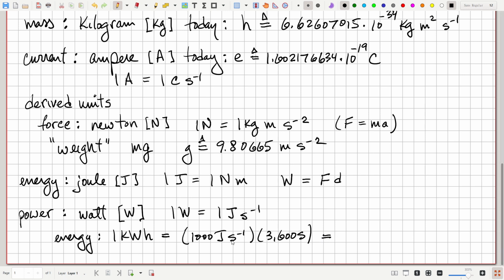A kilowatt is a bit more than a horsepower, so this is a bit more than a horsepower operating for 1 hour. And just multiply those out, that's 3.6 million joules. And currently where I live, it's about 10 US cents per kilowatt hour. So that's a more useful amount of energy when you're talking about energy use in a household or an industry or something like that.